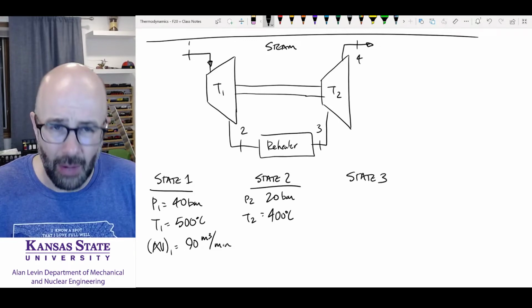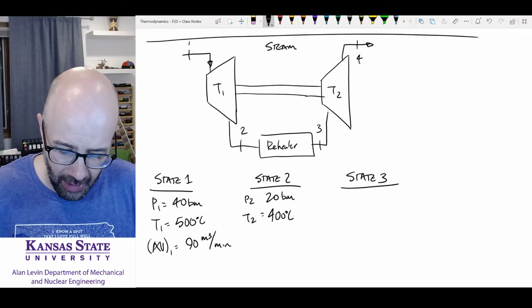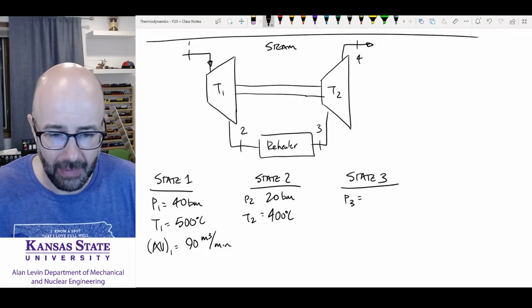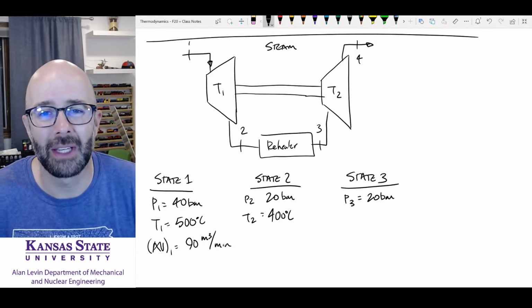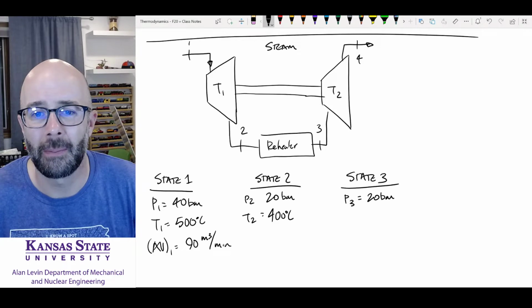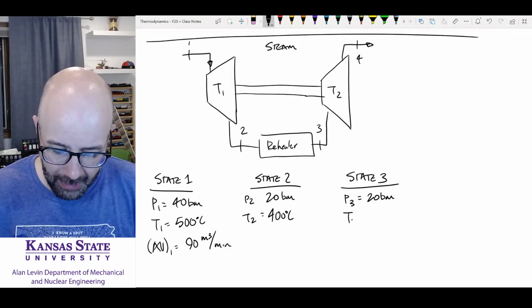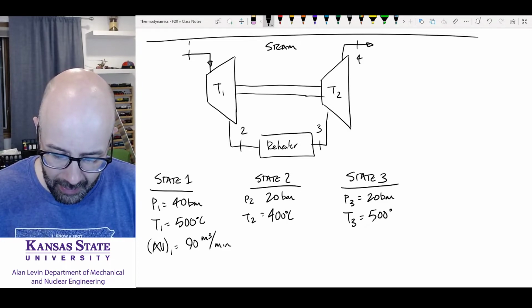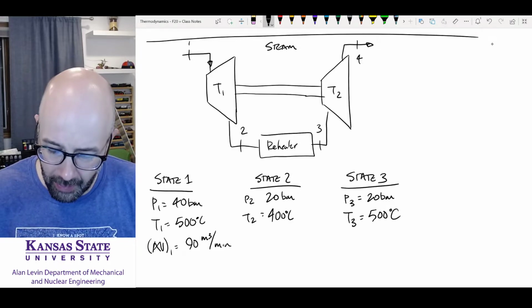State 3, in that reheater, we've reheated it. We're not going to change the pressure. The pressure at 3 is going to be equal to the same thing, 20 bar. We're assuming no pressure drop. Now, in reality, there's probably going to be some pressure drop inside that reheater. But we put the temperature back up to 500 degrees Celsius. And then we go to state 4.